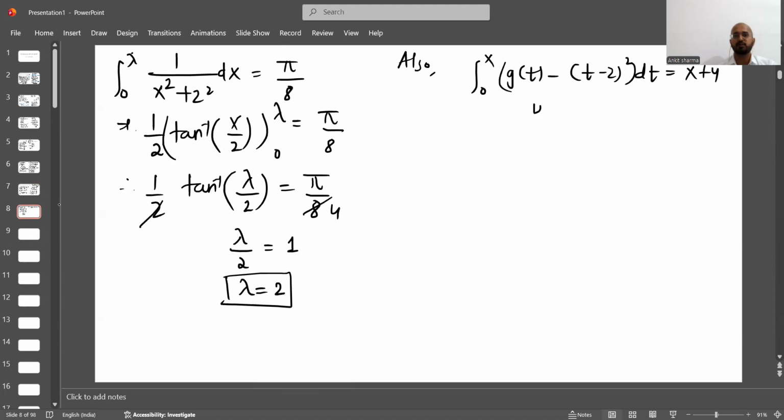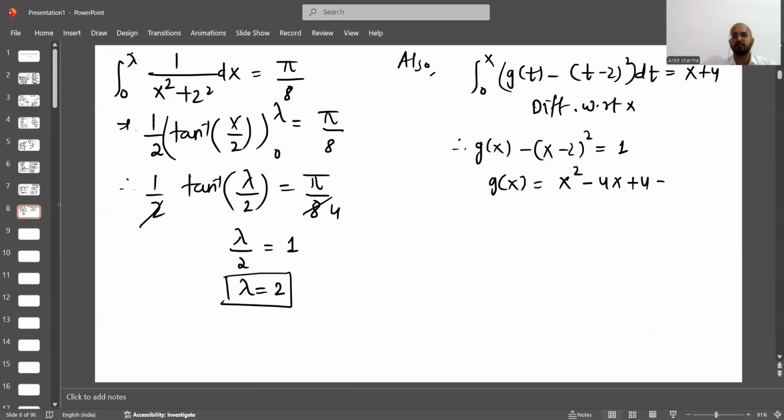So let's differentiate both sides. When I differentiate, I'll have (g(x) minus 2) squared is equal to 1. So that means my g(x) will be equal to x squared minus 4x plus 4 plus 1. So g(x) will be simply x squared minus 4x plus 5. So this is my g(x).